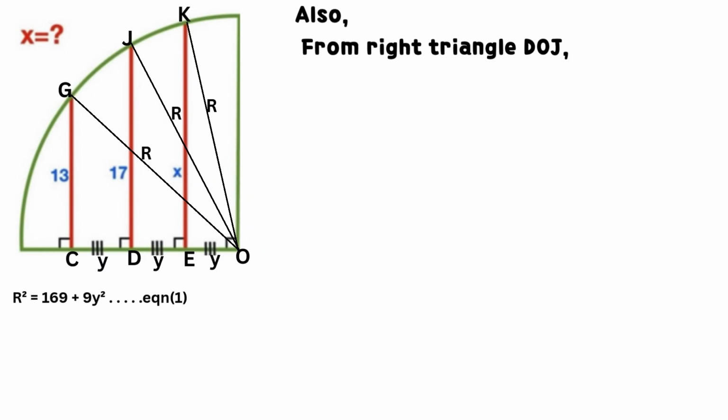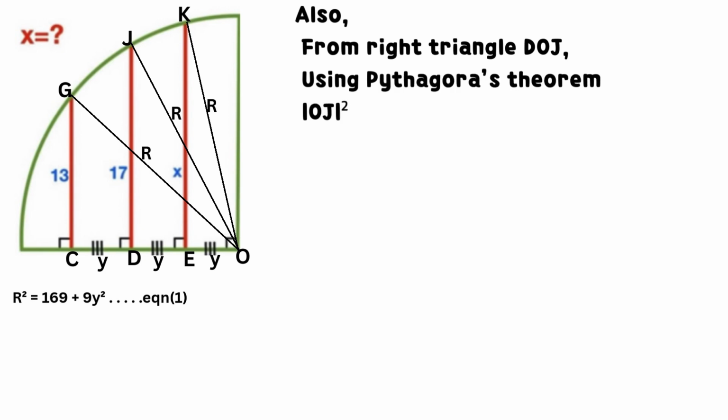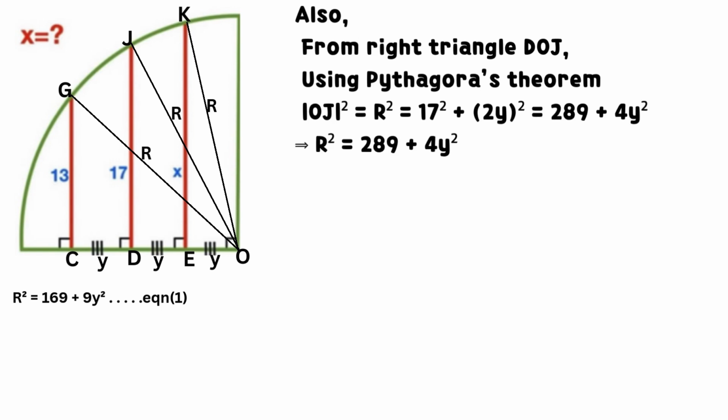Also, from right triangle DOJ, using Pythagoras' theorem, the square of line OJ, which is the square of R, equals the sum of the square of 17 and the square of 2 times Y. The result equals the sum of 289 and 4 times the square of Y. We call it equation 2.